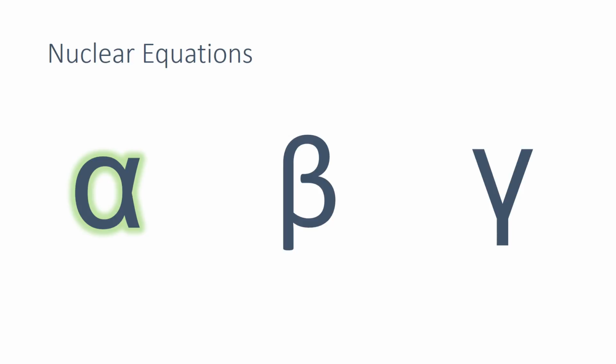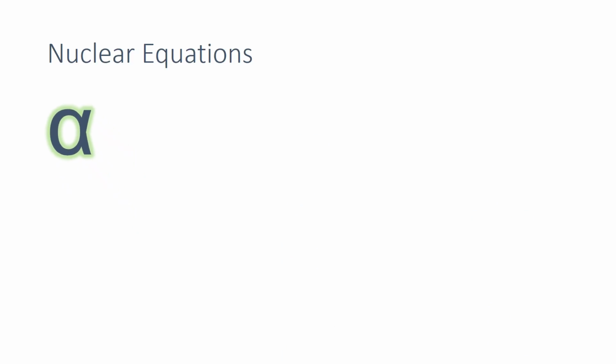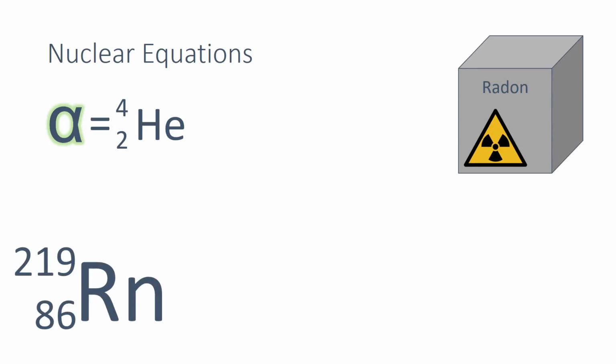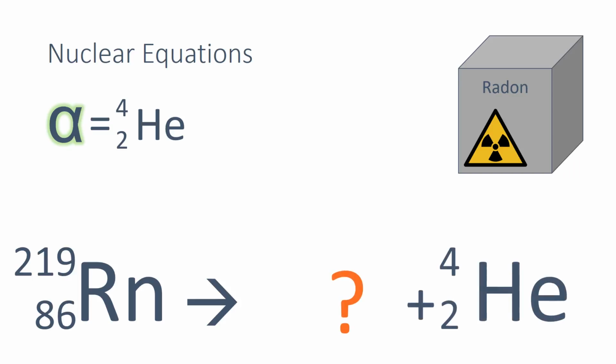An alpha particle is identical to a helium nucleus, being made up of 2 protons and 2 neutrons, and so is represented by the symbol shown here. If we take an example of an unstable nucleus, such as radon-219, we can see what happens when an alpha particle is emitted. As the alpha particle is emitted, a new isotope will be formed.